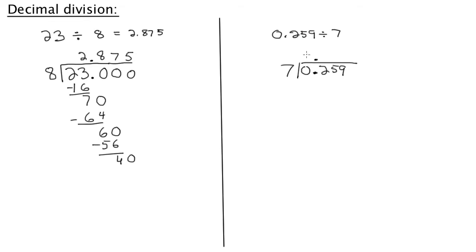7 goes into 0, 0 times. 7 goes into 2, 0 times. It does not go. 7 goes into 25, 3 times. That leaves me with 21. Subtract, I get 4. Bring down the 9. 7 goes into 49, 7 times. So 259 thousandths divided by 7 is 0 and 37 thousandths, or 0.037.